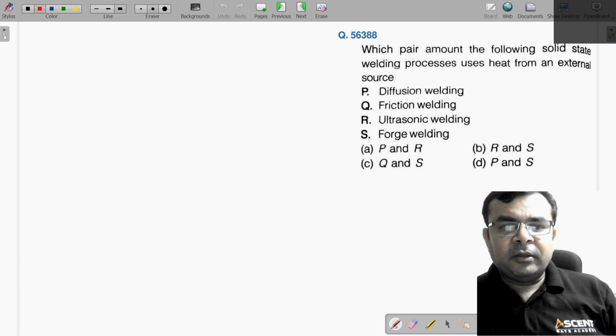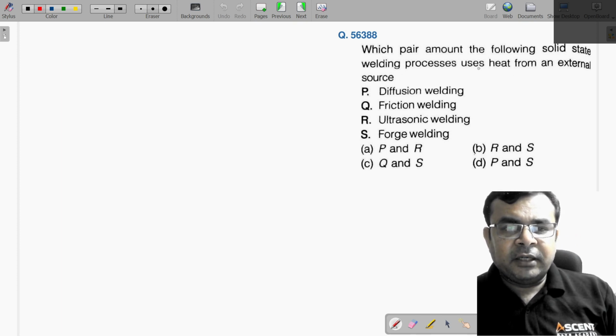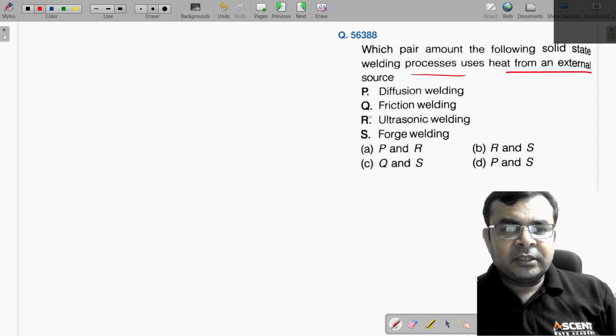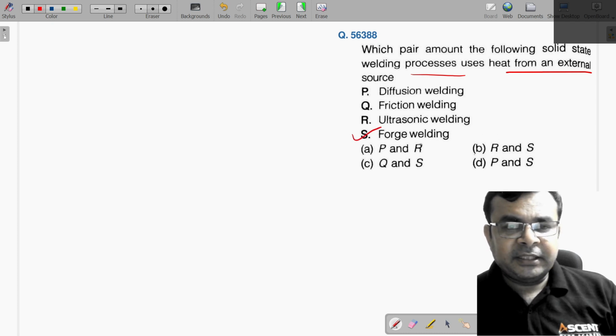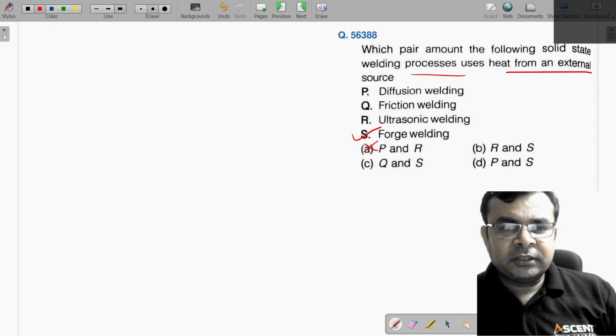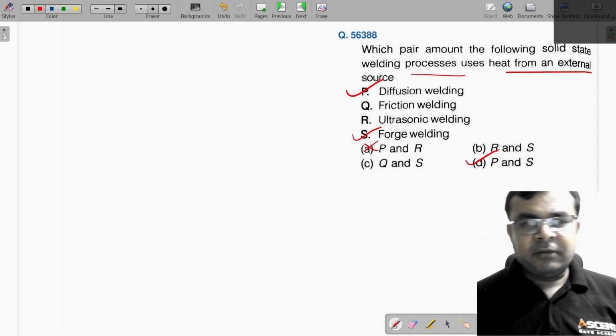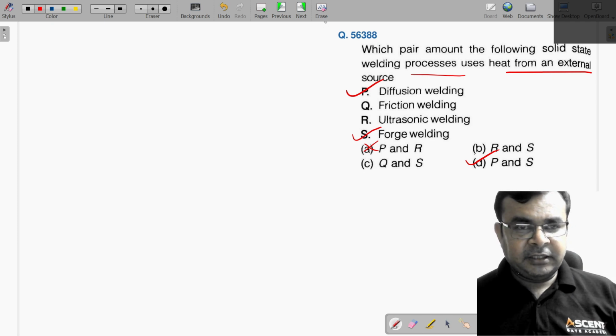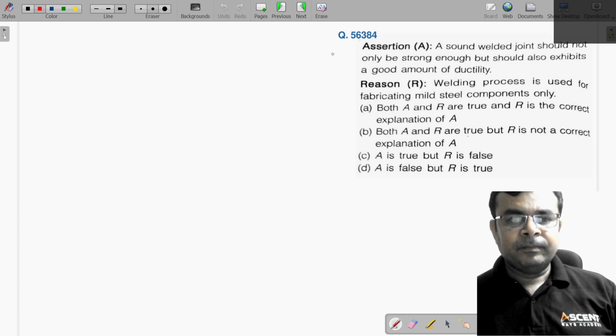Okay, which pair among the following solid state welding processes uses heat from an external source? Heat from an external source. Obviously, forge welding uses external source heat, so this option is wrong. Diffusion welding, yes, diffusion welding is also. So P and S is the correct answer. Friction welding itself produces heat during welding, and similarly ultrasonic welding.